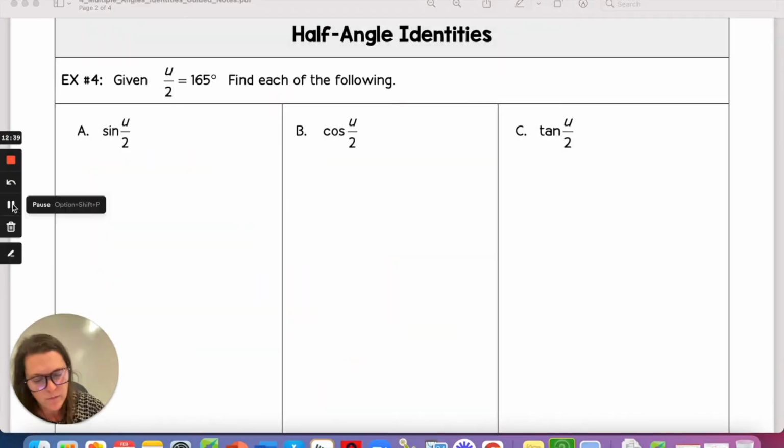Okay. If we do our tangent of our half angle, out of all the variations, we probably want to use the one that has, well, they both have cosines and sines in them.